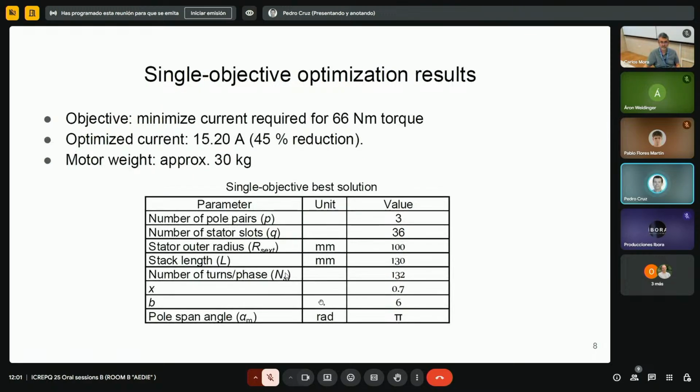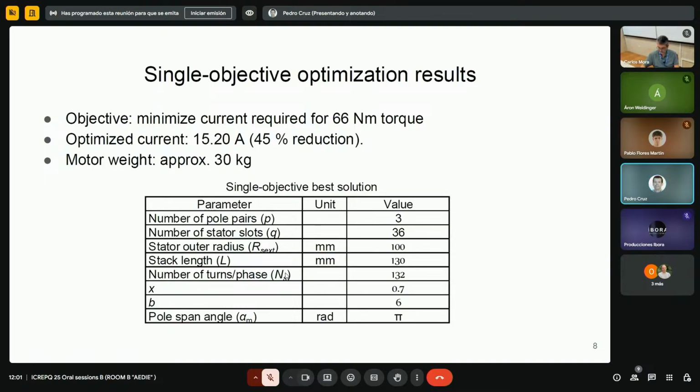So the result of the genetic algorithm for the single objective optimization, which is to minimize the current required for 66 Newton meters torque, is an optimized current, after running the algorithm, of 15.20 amps. That means a 45% reduction with respect to the 27.7 amps that we obtained in the first motor.